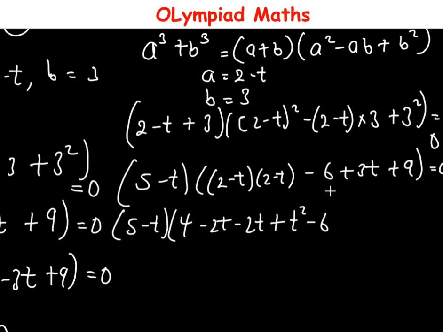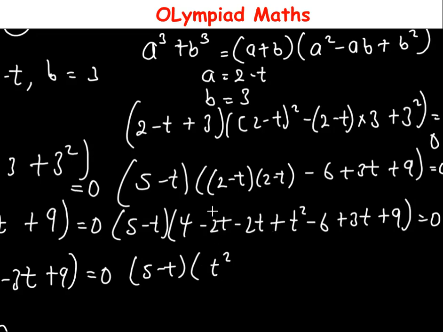Then minus 6 plus 3t, then plus 9, all is equal to 0. With this, (5 minus t) multiplied by (t squared, then minus 2t minus 4t plus 3t is minus t). Okay, so 4 minus 6 is minus 2, minus 2 plus 9 is plus 7, all is equal to 0.